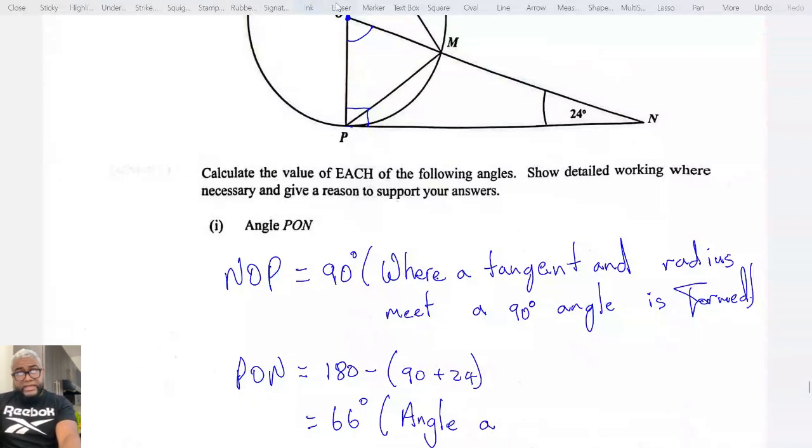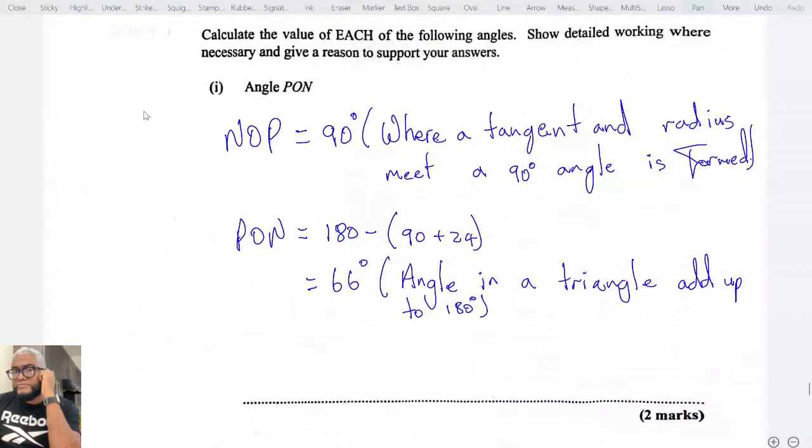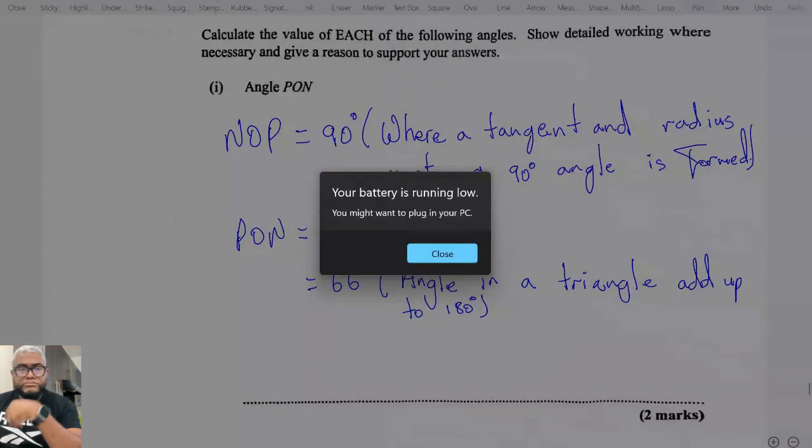Angles in a triangle add up to 180 degrees.